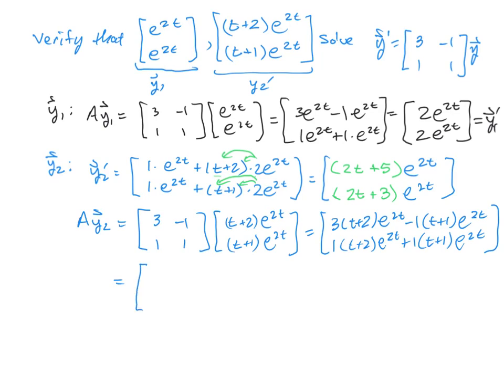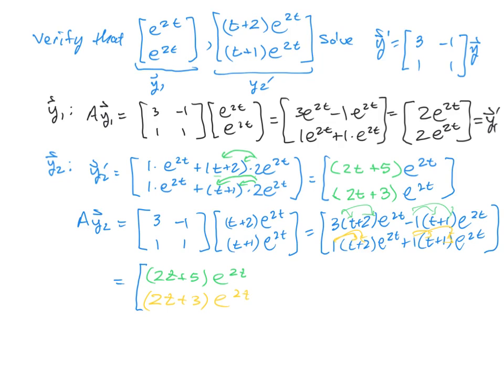If I now multiply and combine like terms, I'm going to have 3t minus a t, which makes 2t. And then I'm going to have the 3 times 2, making 6, minus the 1 makes plus 5, e to the 2t. And then down below, I'm going to have 1 times the t and 1 times the t again. Adding those up makes 2 times t. And then the 1 here and the 1 there is going to make plus 3 e to the 2t.